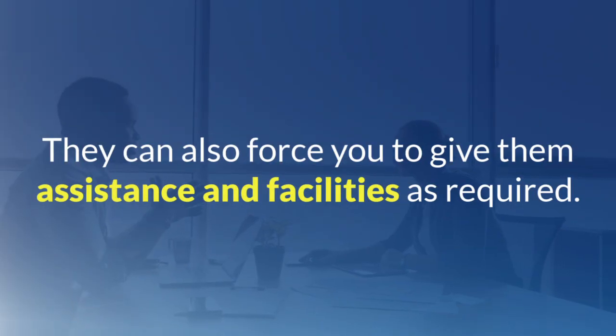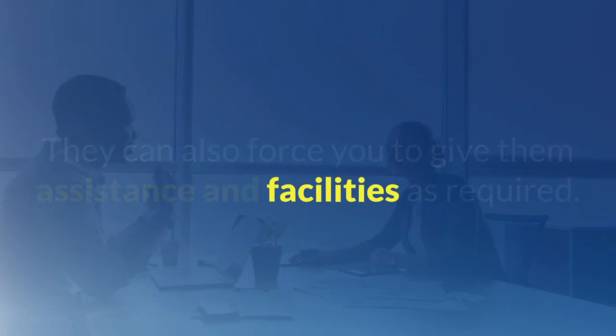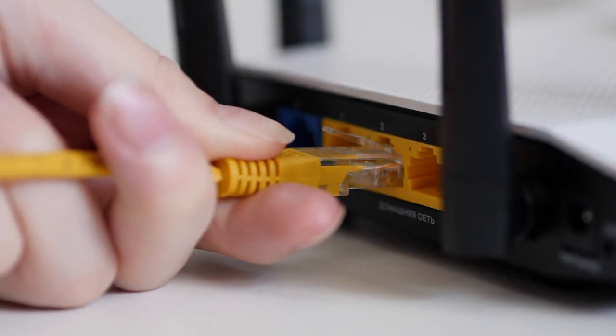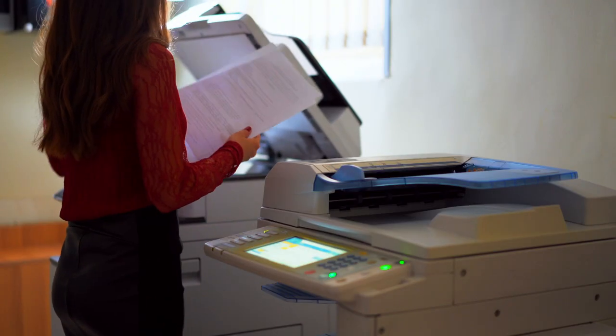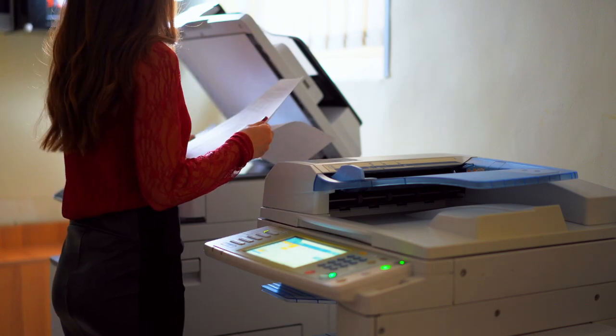Here in the UK, they can also force you to give them assistance and facilities as required. So facilities might include an office, a place to do the interviews. They may require access to the internet. It could be as simple as giving them access to a photocopier so they can take copies of the documents that they are taking away.